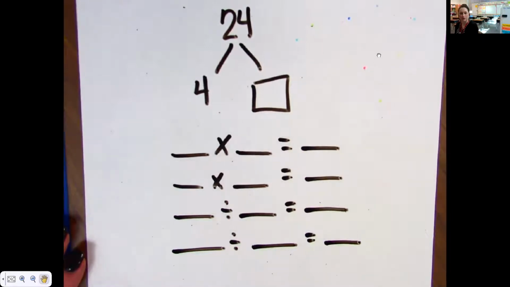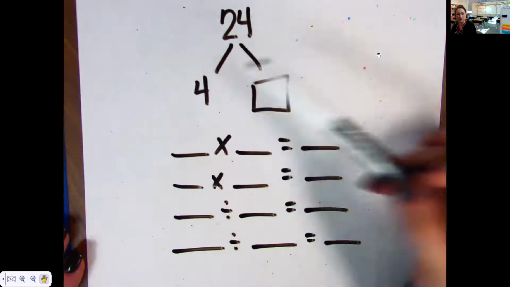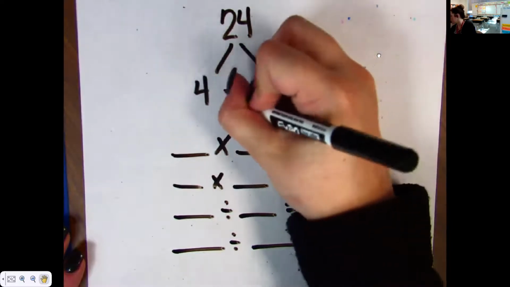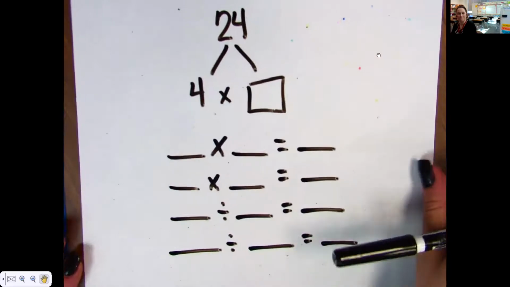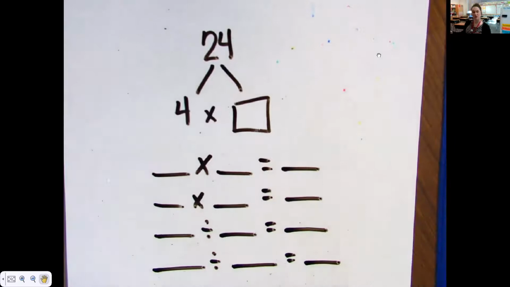Okay, so I'm going to fill these in. 24, and then I have 4. So I know I need to figure out what 4 times what equals 24. Well, I'm not really sure. So I think I could do some equal groups, maybe, or a number line to figure it out, or a strip diagram.